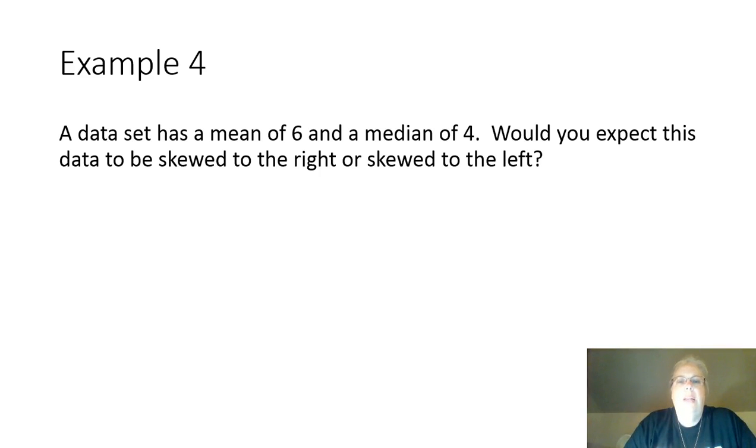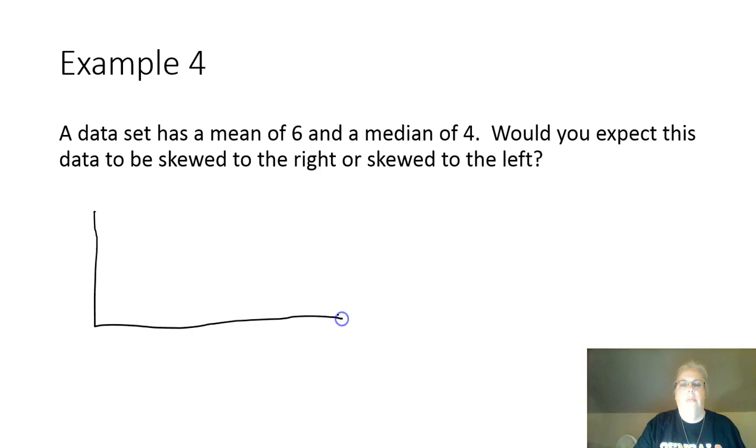Example 4. A data set has a mean of 6 and a median of 4. Would you expect this data to be skewed to the right or skewed to the left? Okay. If we draw a picture of this, alright, now remember the median is right here in the very middle of your data set. And if your mean is 6 and the median is 4, that's going to put your mean over here on this side to the right.